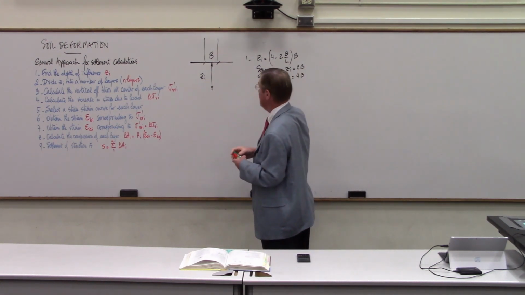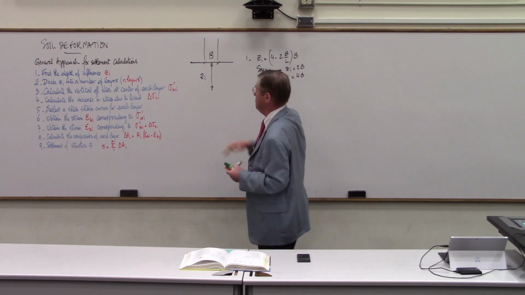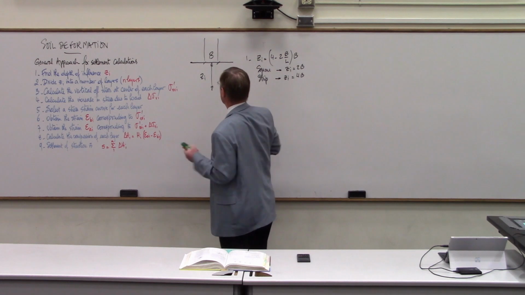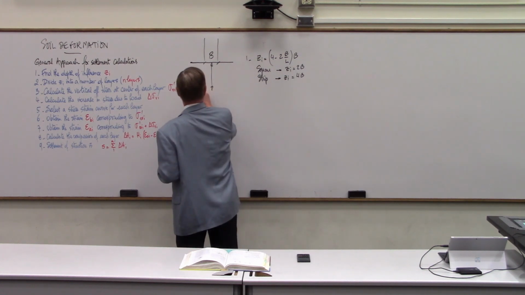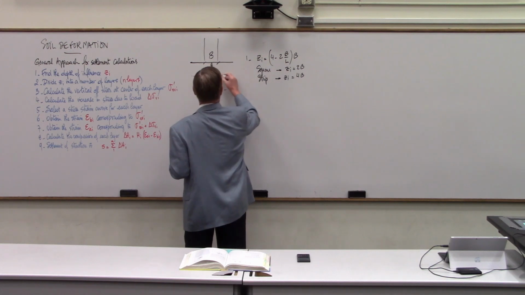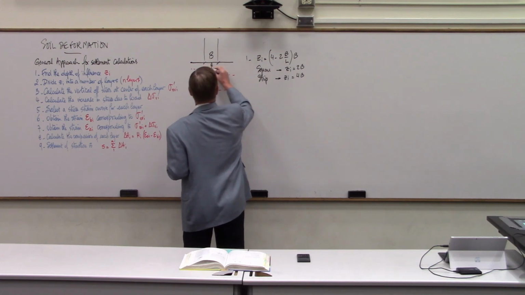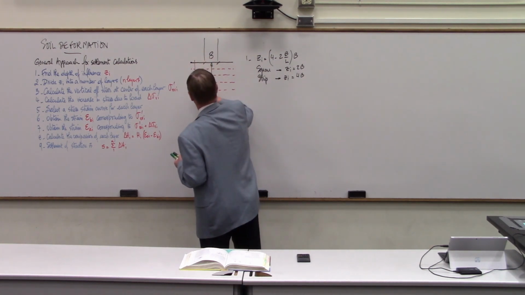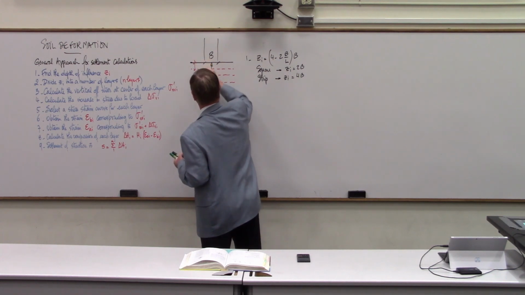Then once I've done this, I can go to the second step, divide ZI into a number of layers. So if this is the zone of influence, I might divide the zone of influence into a number of layers, and each one of those layers will have a certain thickness H sub I.